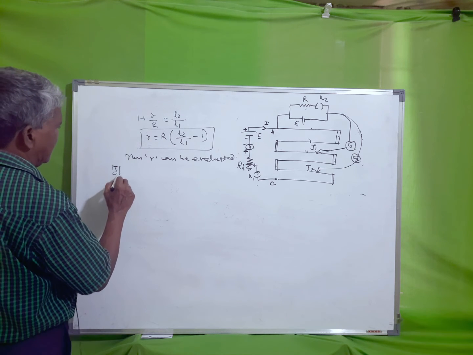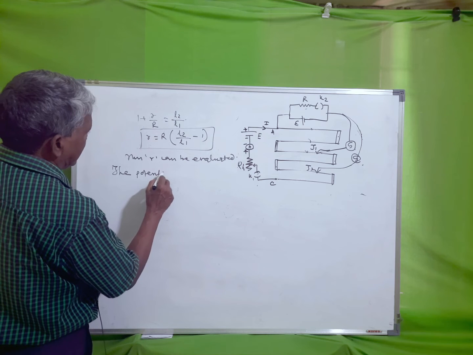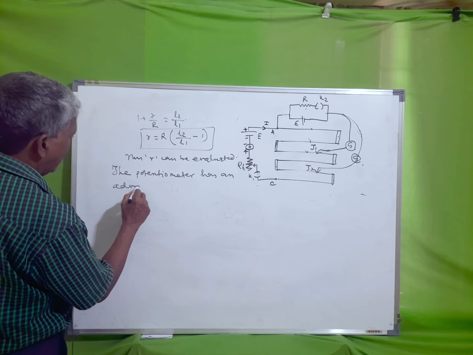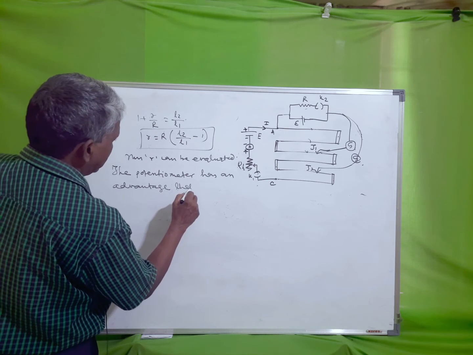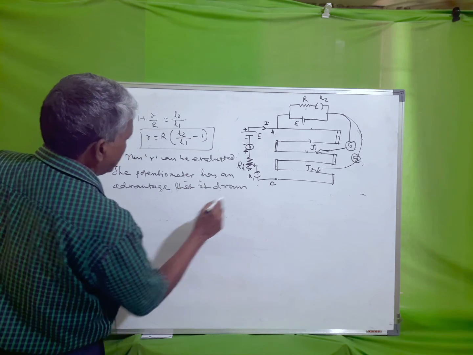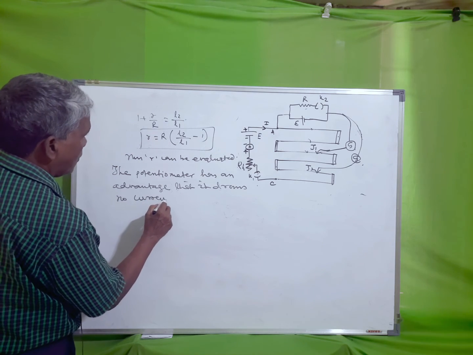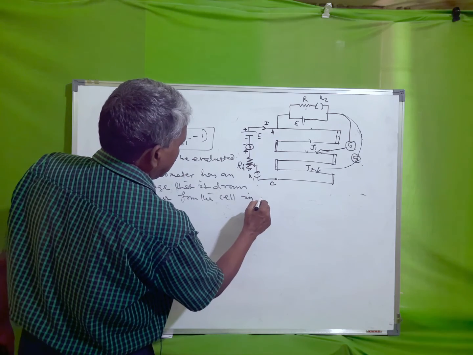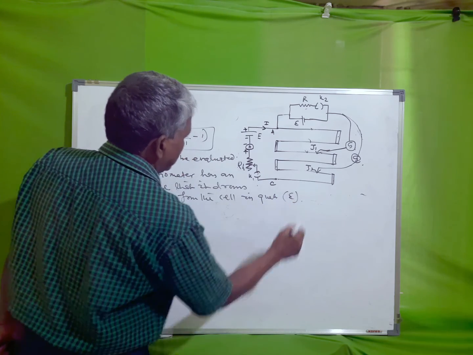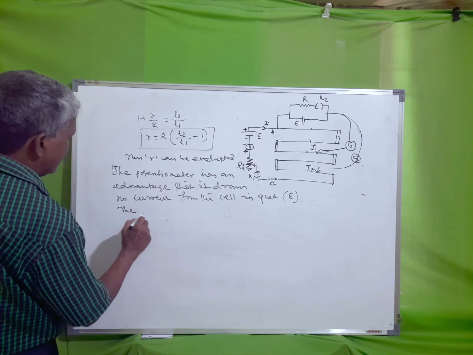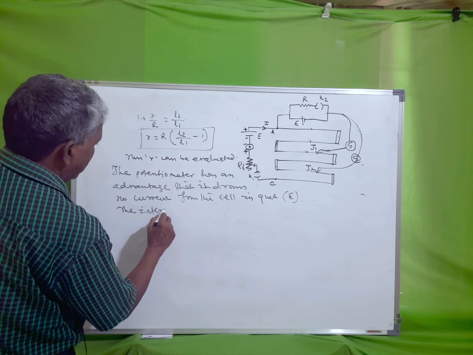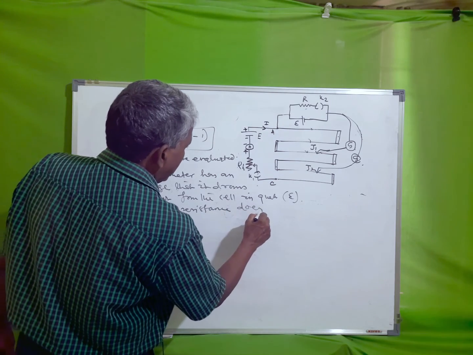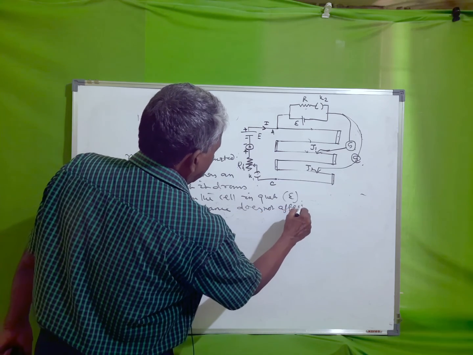The potentiometer has an advantage: it draws no current from the cell in question, that is E. Thus the internal resistance of the cell does not affect the arrangement.